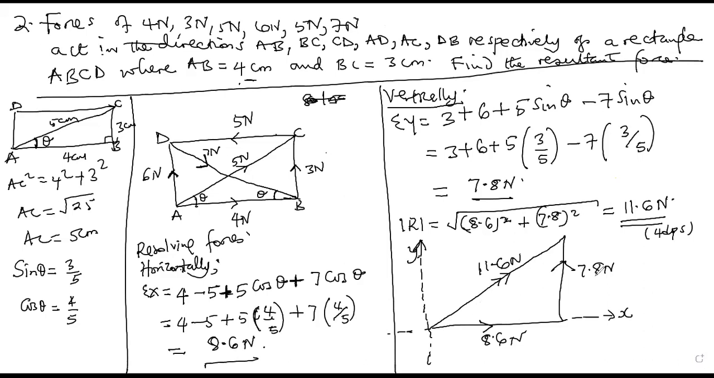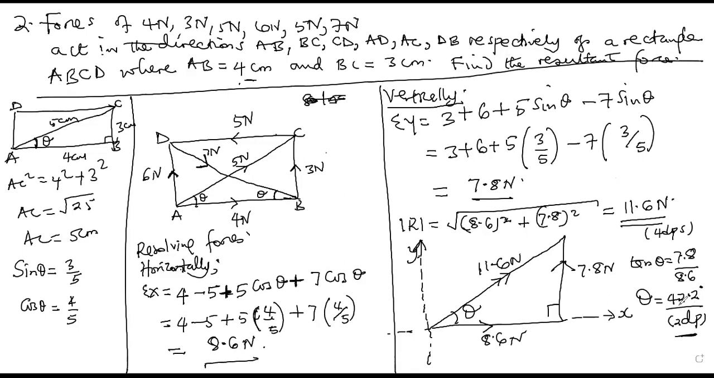So by using tan, one can say tan theta is equal to opposite, which is 7.8, over adjacent, which is 8.6. And this will give you theta after taking the tan inverse. Let me call this angle theta, the angle at which the resultant acts. So theta is going to be 42.2, put to 2 decimal places.